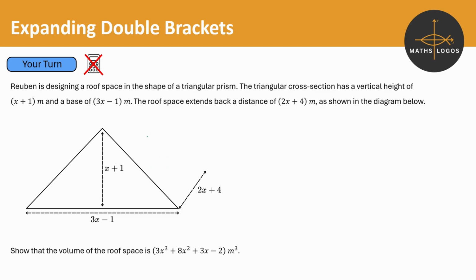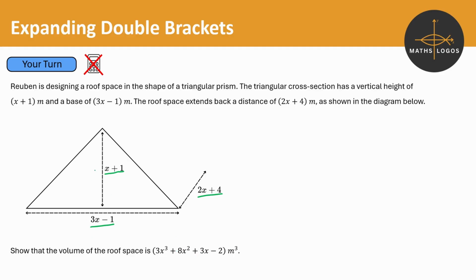Okay, let's run through it. Ruben is designing a roof space in the shape of a triangular prism. The triangular cross section has a vertical height of x add 1 meters, so that's that length there, and a base of 3x subtract 1 meters. The roof space extends back a distance of 2x add 4 meters as shown in the diagram. Show that the volume of the roof space is 3x cubed add 8x squared add 3x subtract 2 meters cubed.